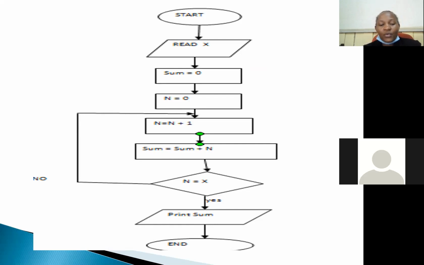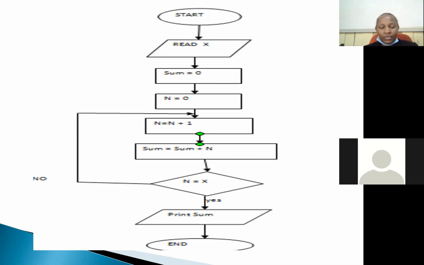Then from there, we execute the statements before we make a decision, whereby n is incremented by 1, sum is incremented by n, and then a decision is made: is n equal to x? If it is true, the value of n equals the value of x, then sum is going to be printed. Else, if the value of n is not equal to the value of x, then the flowchart is going to loop.